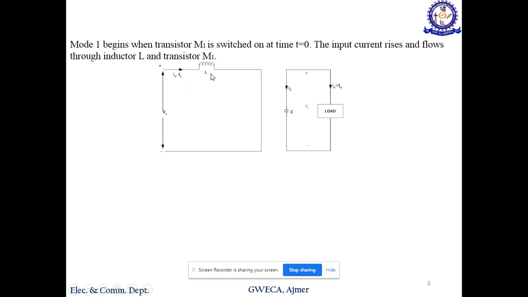This is your T on period. During the T on period, the current flows only in this part, and the output is zero. The inductor is storing the energy. Mode 1 begins when the transistor M1 is switched on at time t equal to 0. The input current rises and flows through the inductor and transistor M1. The inductor is charged, storing the energy, with this terminal plus and this one minus.